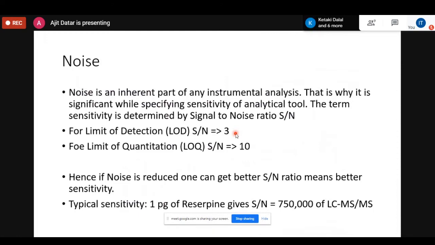I'm just giving a typical sensitivity of 1 picogram of reserpine. It gives a signal to noise ratio of 750,000 by the LC-MS technique. So its signal to noise ratio is very high for 1 picogram of a sample. 1 picogram is something like a 1,000th part of a ppb. Okay, it is so little.